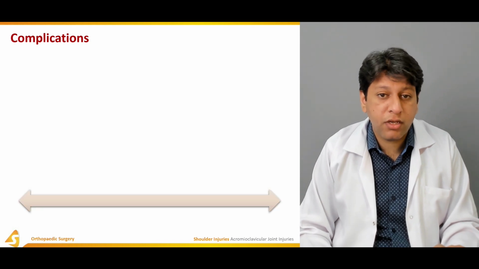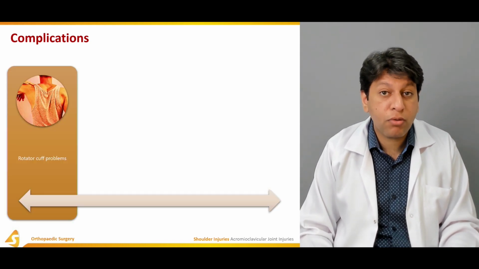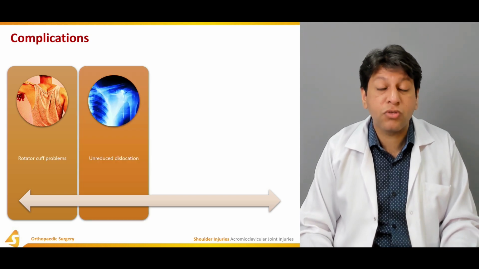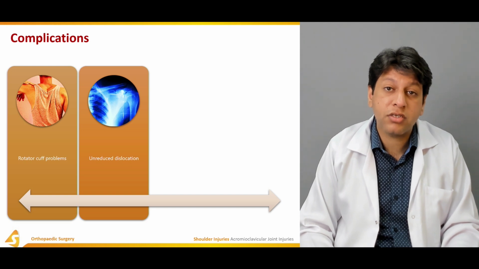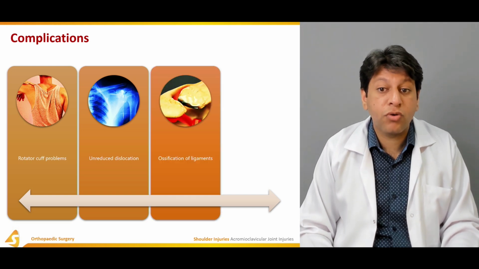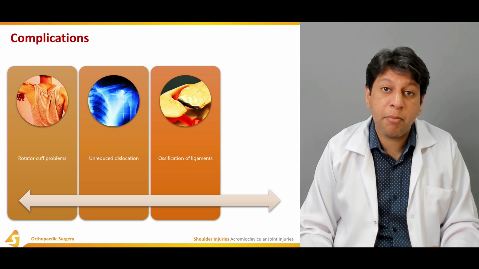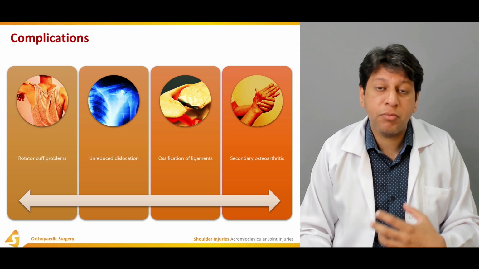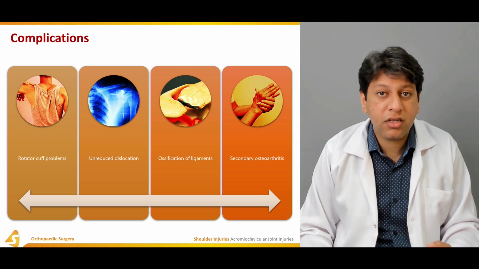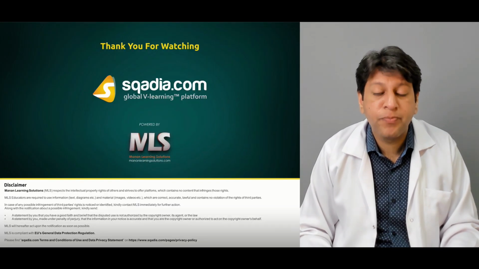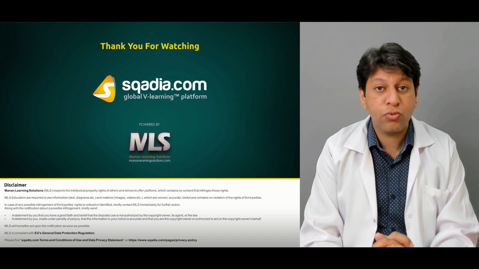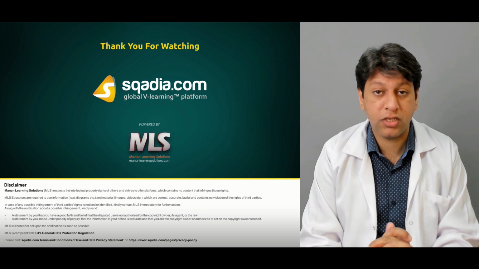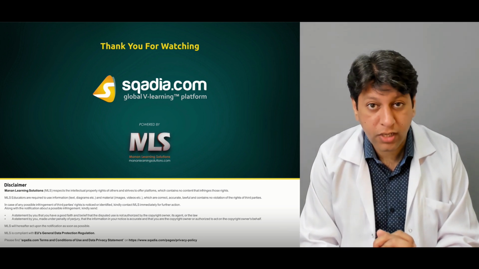Now coming to the complications. Complications could be rotator cuff problems, which may eventually build up over time. This could result in unreduced dislocation or a subluxed humeral head. There could be ossification of the ligaments, which would hamper the movement. This could lead to secondary osteoarthritis, as there may be associated acromioclavicular arthritis or even shoulder arthritis as well. In this section, we have briefly gone through the different signs and symptoms of acromioclavicular joint disruption and how to manage its complications.